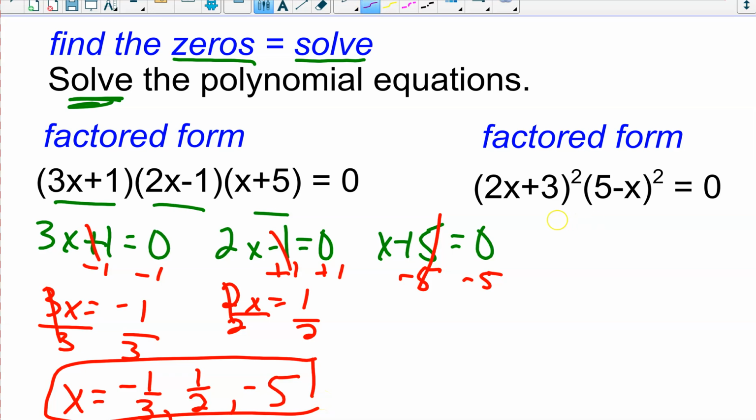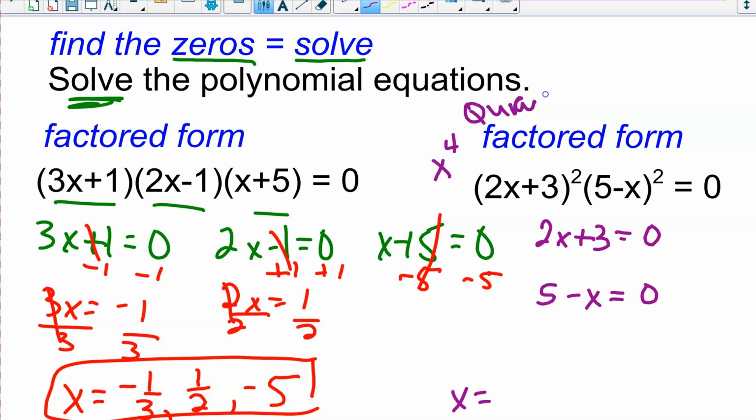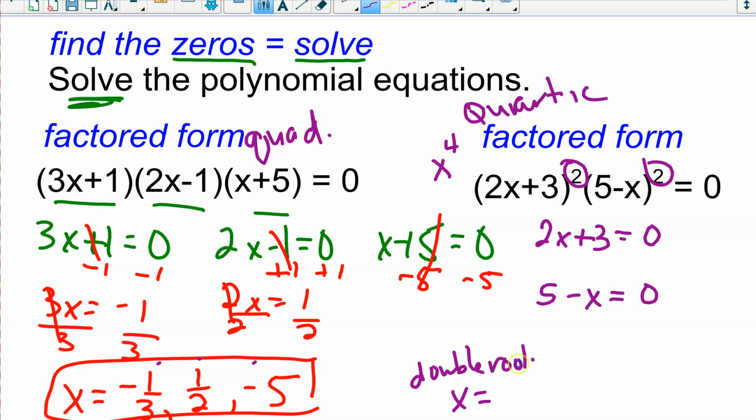This one over here, we have 2x plus 3 equals 0 and 5 minus x equals 0. And these are both double roots, so we know that this is going to be a fourth power or quartic equation. And so we know there's 4 roots here, just like we know this is a quadratic equation. So we know there's going to be 3 roots, and they're all accounted for here. Being that these are squared, there's actually 2 of them. So these are both going to be double roots, and you want to note that on your quiz and your homework.